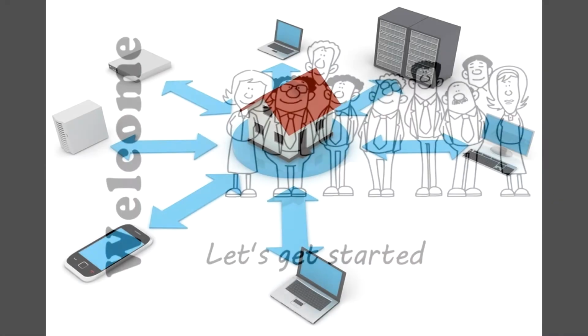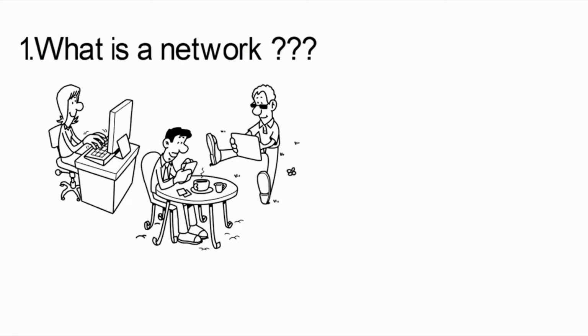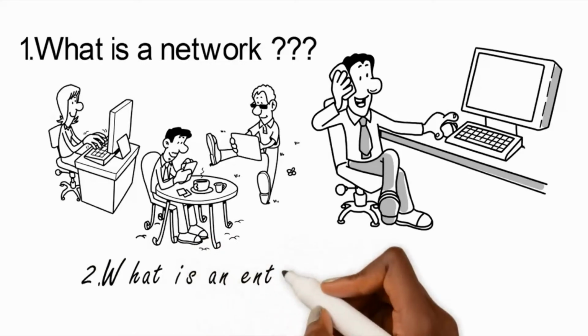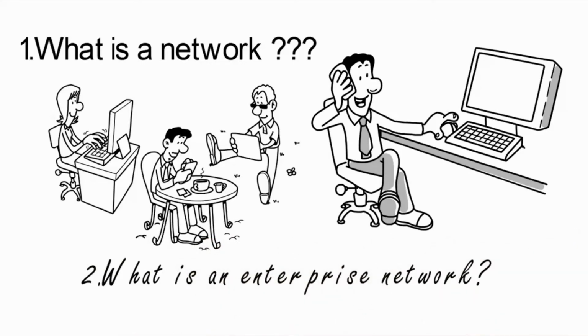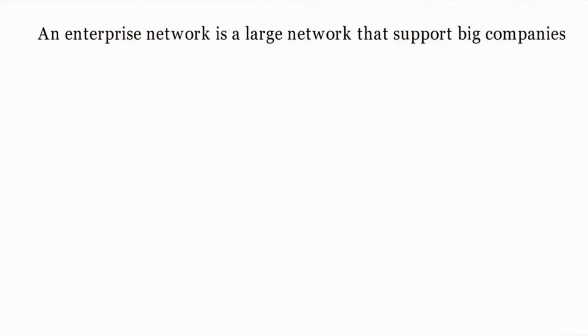All right, let's get started. We're going to discuss the computer components that support an IT operation. In order to do that, I will first need to make sure that you understand what a network is by showing you the different components of a home network. After that, we will discuss the different types of machines that make up an enterprise network. An enterprise network is a large network that supports big companies.